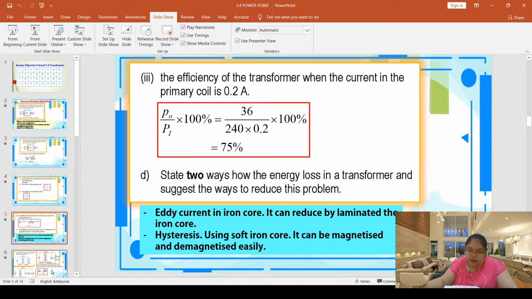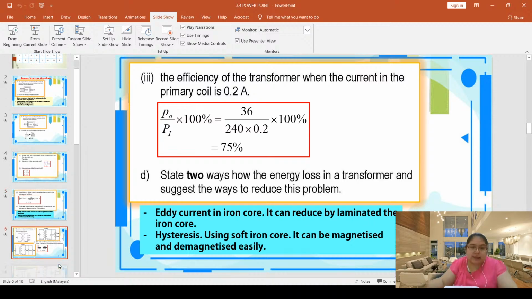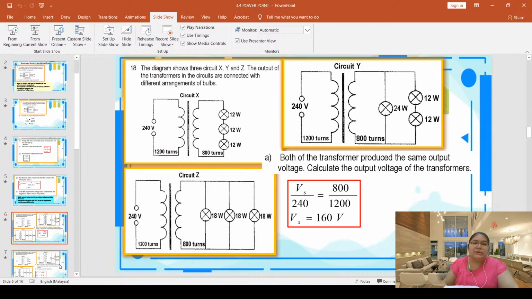Then we go to question 18. Let's see question 18. Here I show you 3 diagrams, so I want you to see the 3 diagrams clearly. We have circuit X, circuit Z, and also circuit Y. In the first round, we're going to check the input. Input voltage is 240. Every one is also 240, okay.